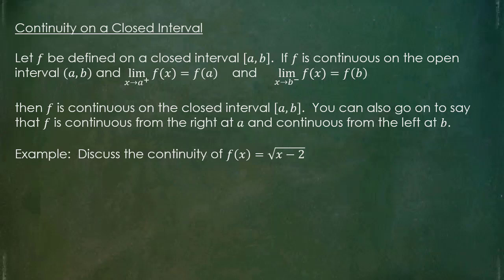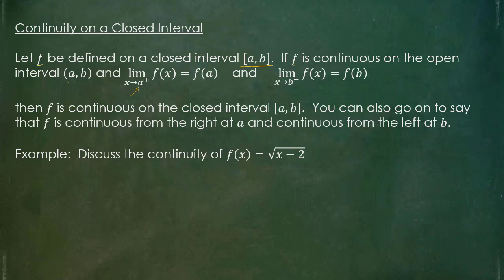In this case, we can talk about continuity on a closed interval, where I would have to set the table here and say that I have some function f that's defined on the closed interval, meaning the endpoints are defined, and it does not go on forever. Then, if we know that f is continuous on the open interval, meaning I don't worry about the endpoints, but I actually do the one-sided limits.